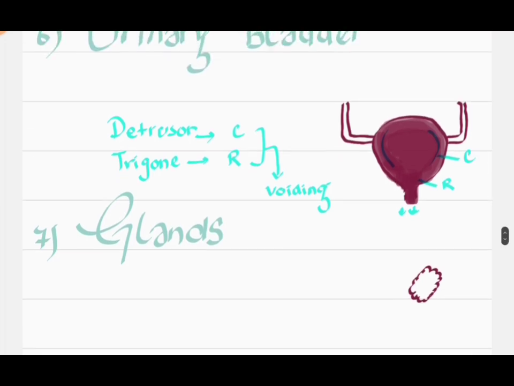As far as the glands are concerned, we have sweat glands, salivary glands, lacrimal glands, and nasopharyngeal glands, and in all these glands, the secretion is increased in response to parasympathomimetic stimulus.